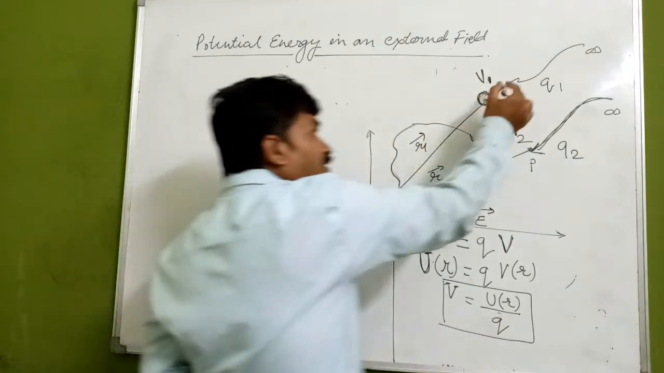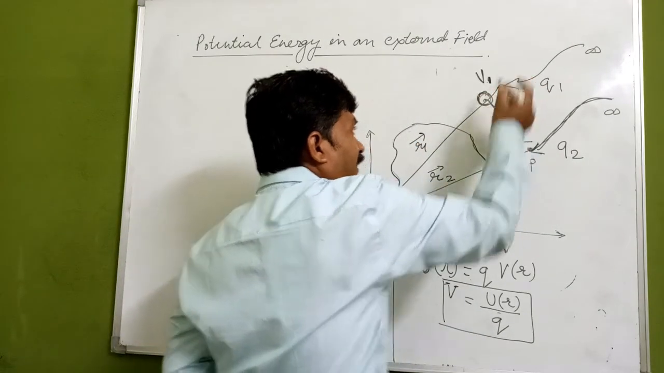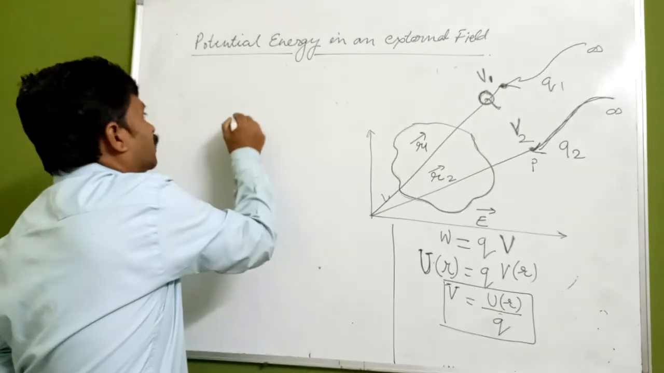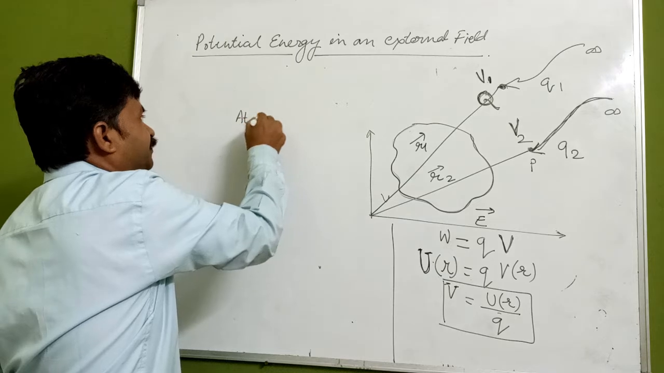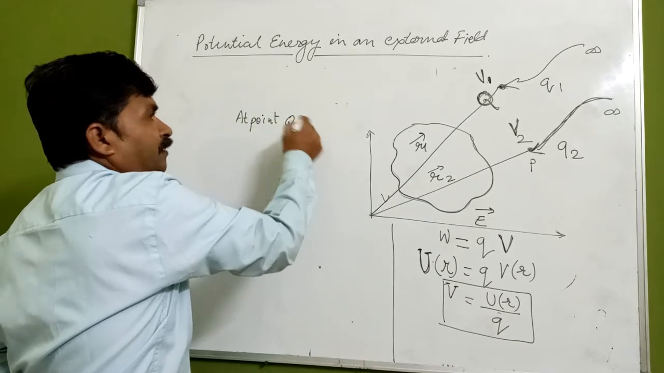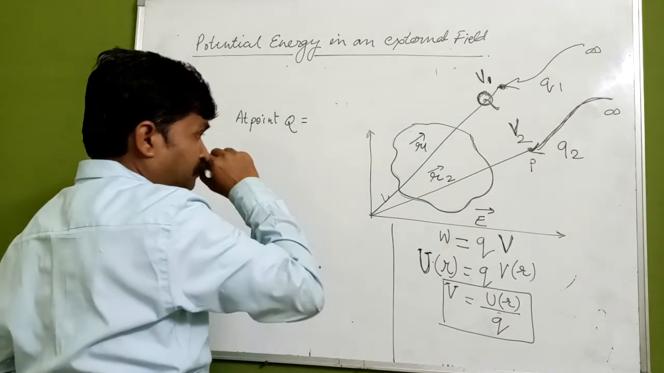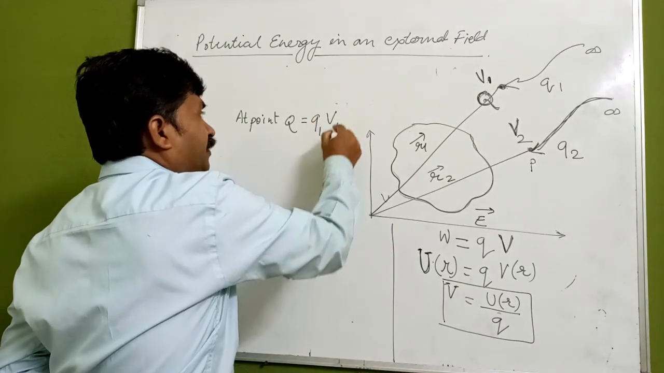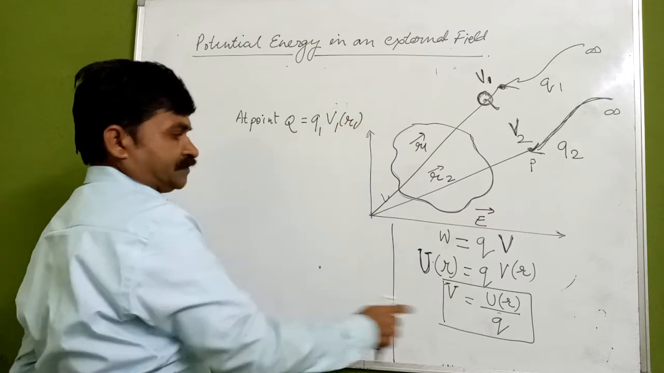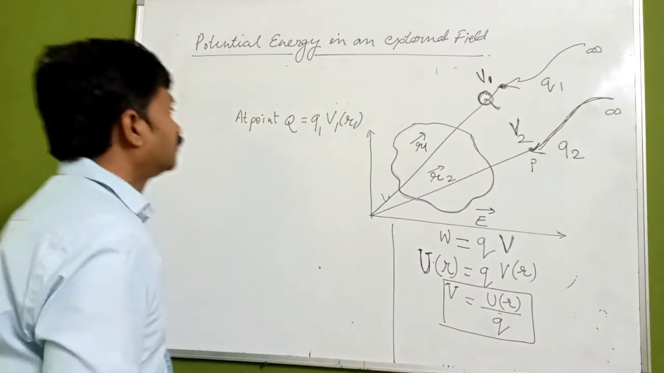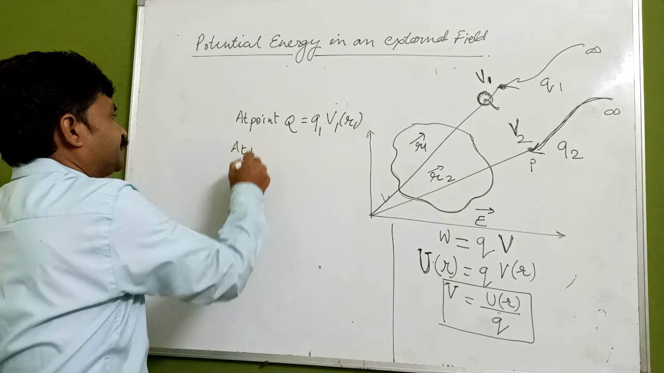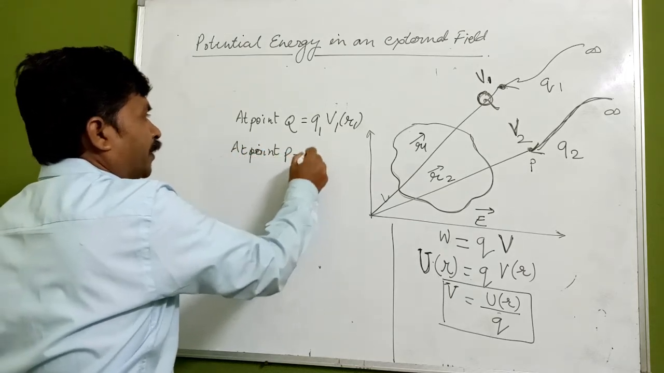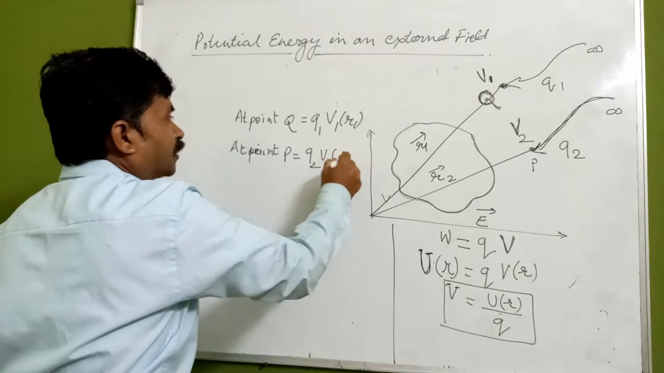So the potential energy, the energy which we are getting here at point Q, is Q1 V1 of R1 in this relation. At point P, it is going to be Q2 V2 of R2.